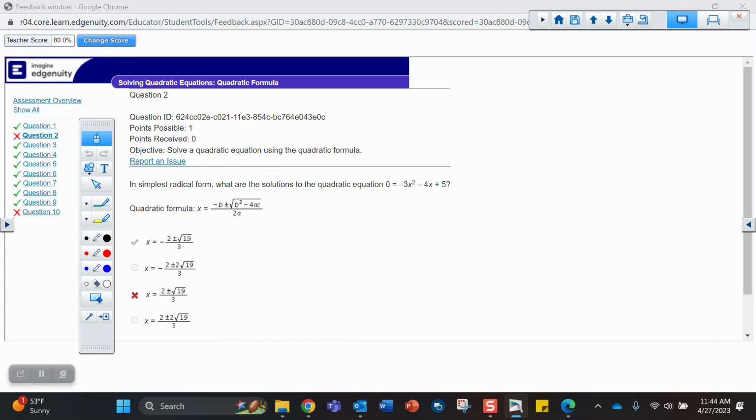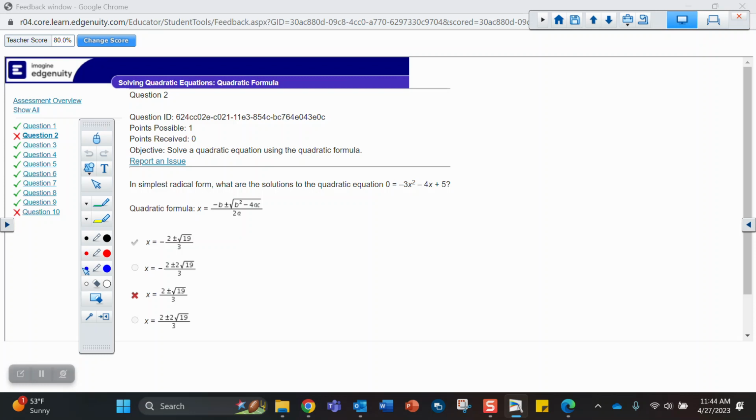So the quadratic formula, again, is a way that we can solve quadratic equations. We can figure out where the graph crosses the x-axis when the equation doesn't factor, right? Factoring is the easiest way to solve them. The quadratic formula works all the time, but there's a lot to it, right? A lot of pieces. So this first question says, what are the solutions to the quadratic equation? And it is negative 3x squared minus 4x plus 5.